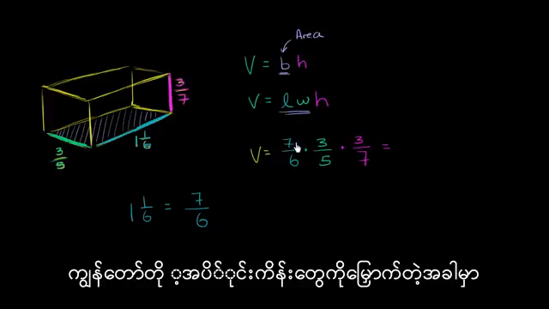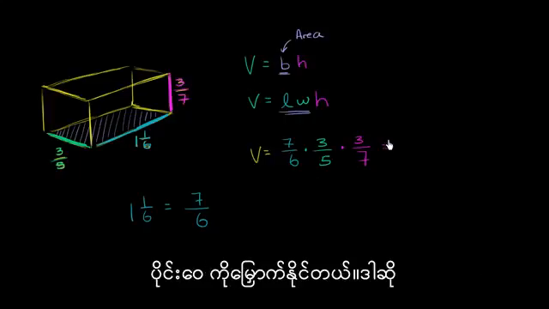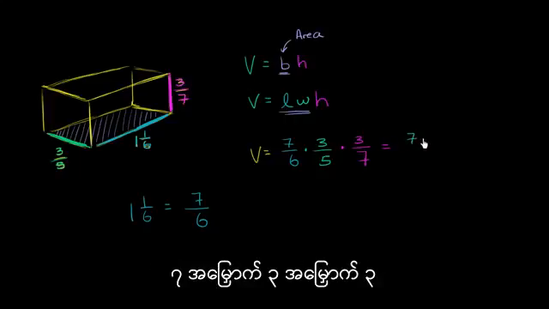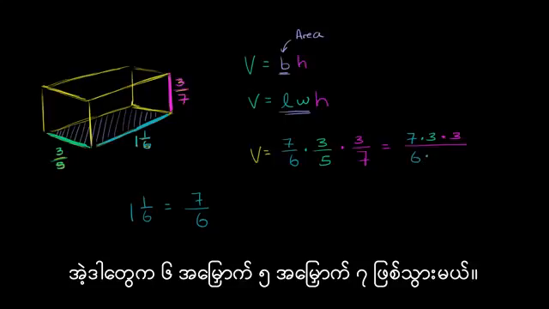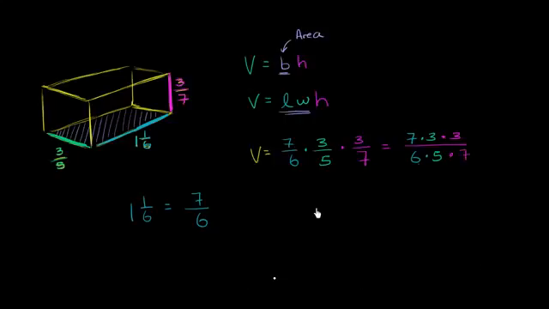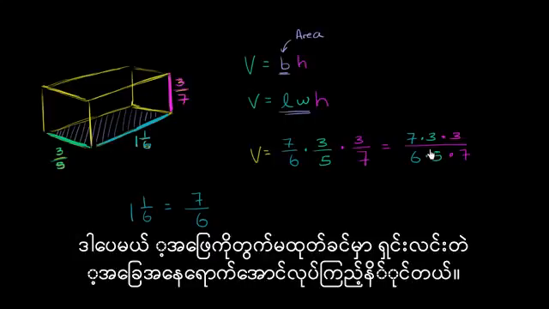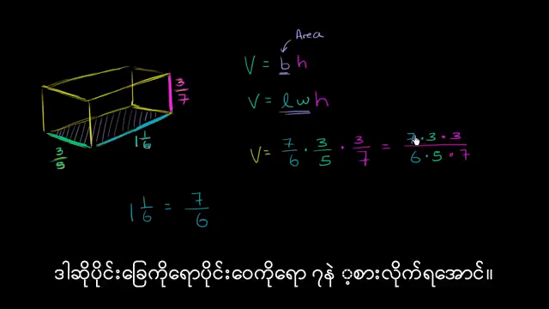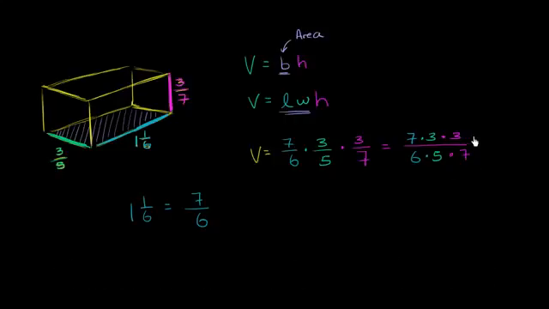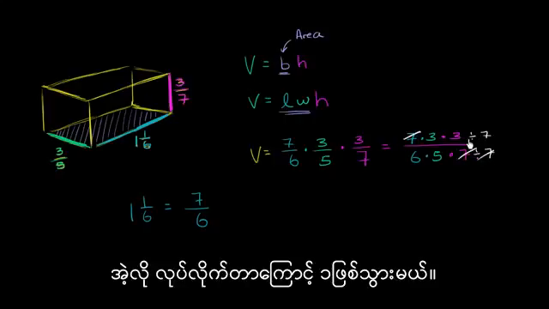And we know when we multiply fractions, we can multiply the numerators, so it's going to be 7 times 3 times 3. And for the denominator, we can just multiply the denominators, so it's going to be 6 times 5 times 7. Now, we could just multiply these out, but to get an answer that is as simplified as I can make it, we see we have a 7 in the numerator and a 7 in the denominator. So let's divide the numerator and the denominator by 7, and those become 1.